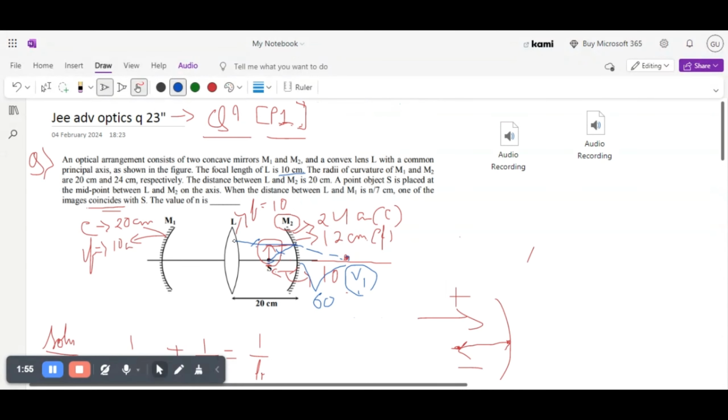Now let's say the image is formed here and it's at 80 by 7 centimeters. Now the concept of image coincidence comes. Now we see that the image coincides with the X. There's a concept involved called autocollimation. I will just write it. If you don't understand my explanation, you can look it up. Autocollimation.